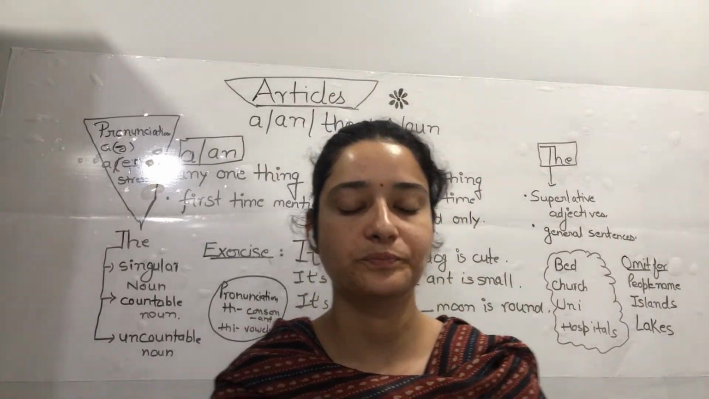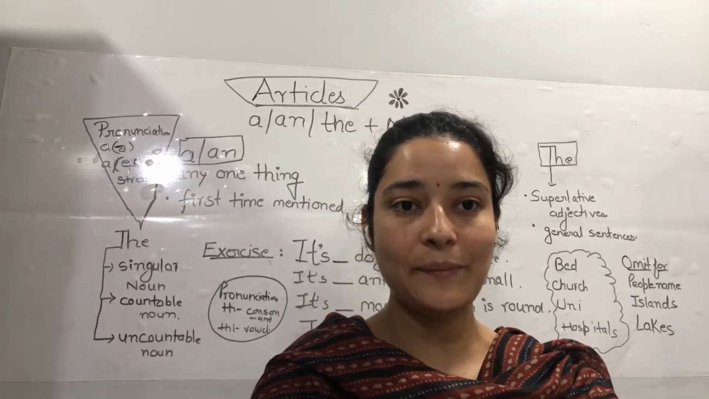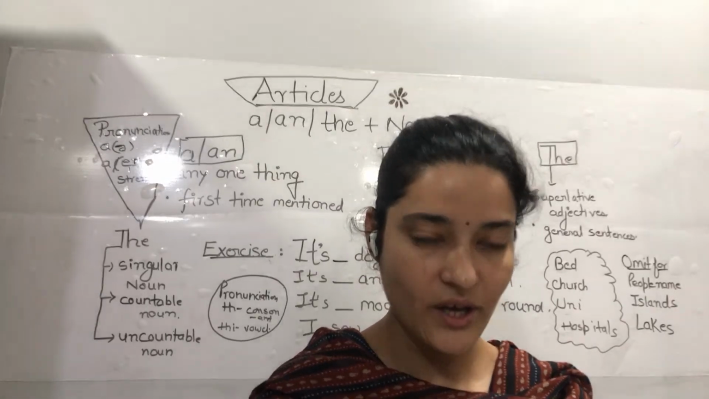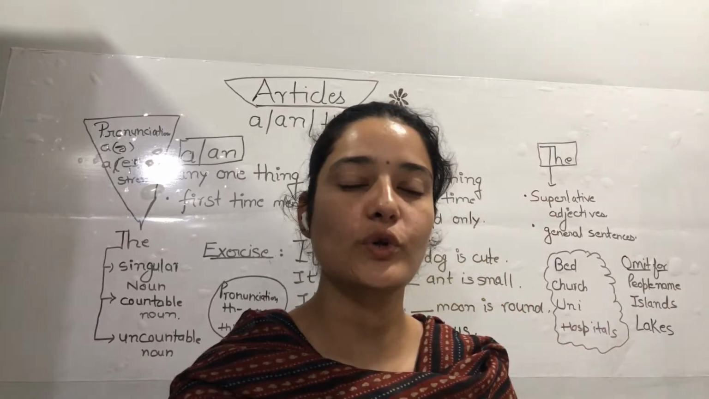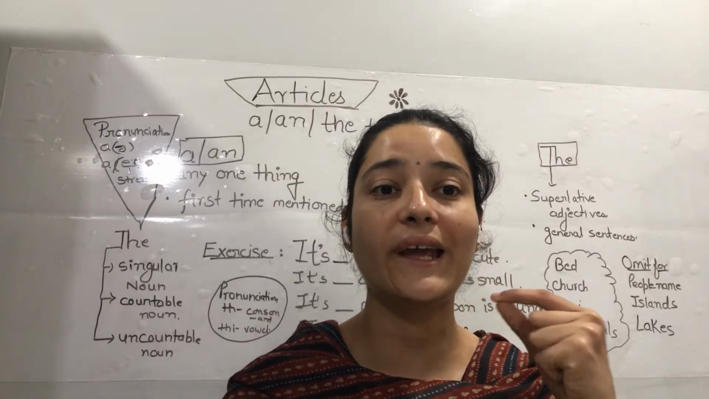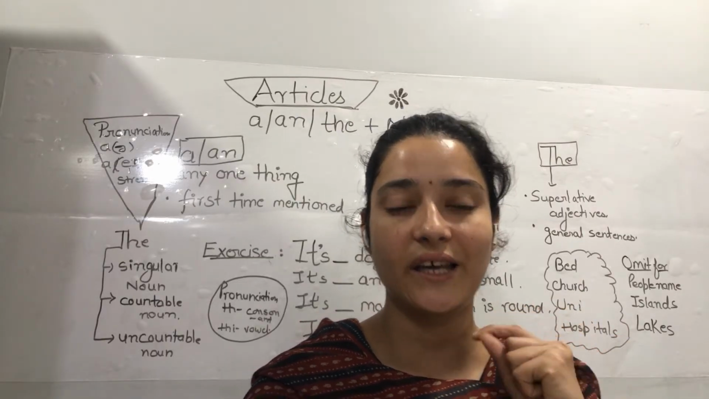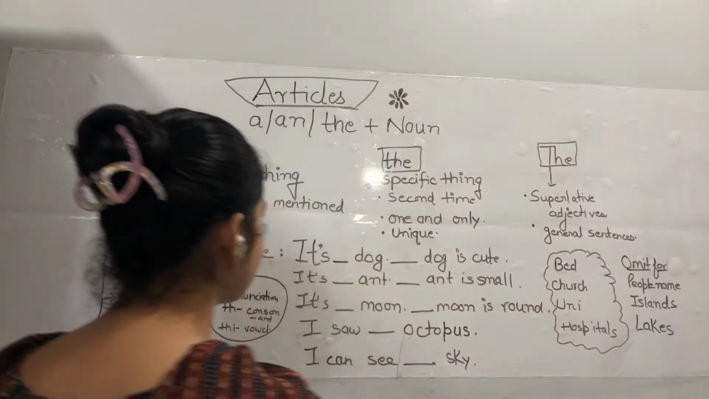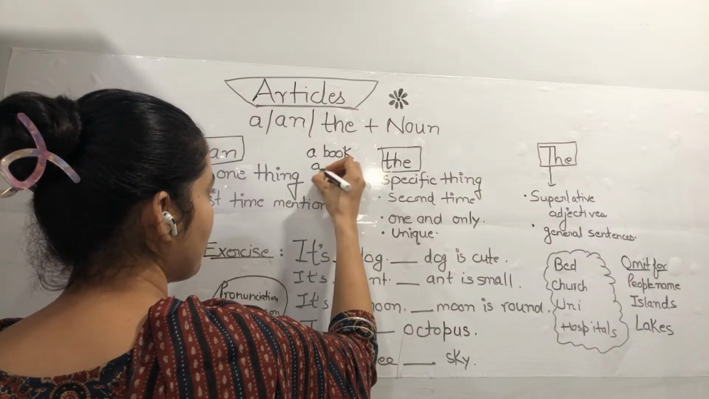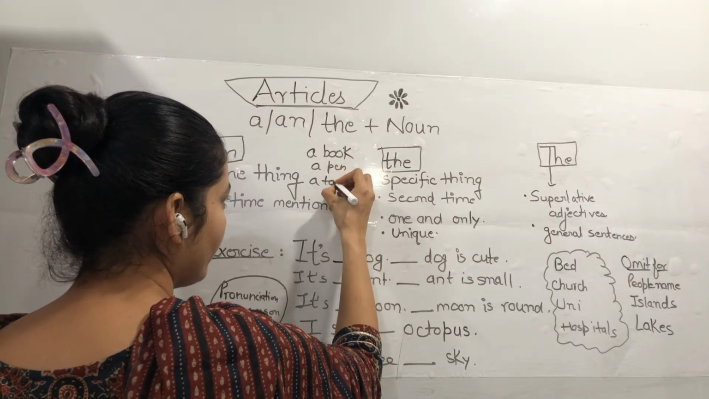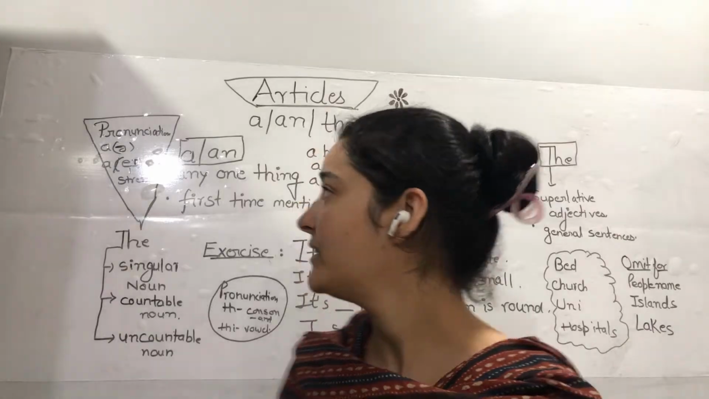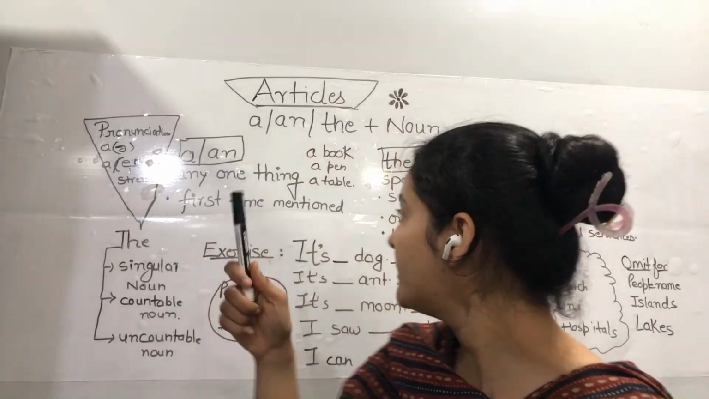Now what is a noun? A noun is the naming word, or you can say the name of a person, place, thing, idea, emotion. Okay, so now if I say a book, it means I'm talking about a single book. So a is also telling us about any single thing, single noun. For example, a book, a pen, a table. It means it is telling that there is only one book, one pen, and one table.